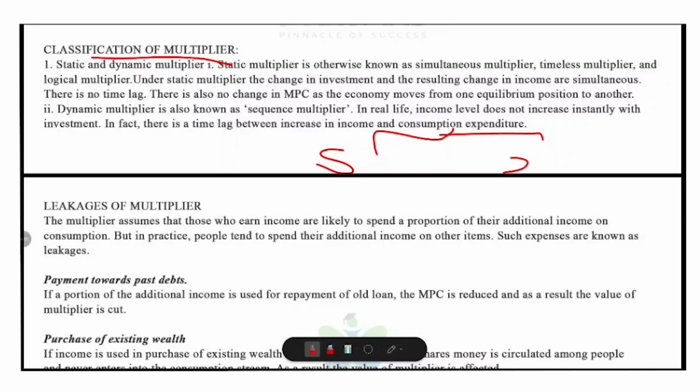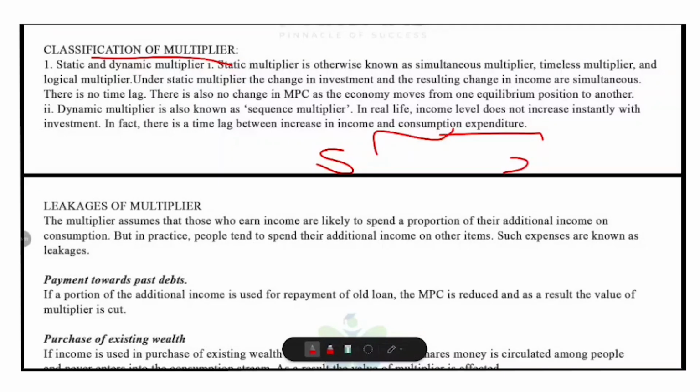And what are the features of static multiplier? There is no time gap between investment and rise in income, and marginal propensity to consume remains constant. The economy moves instantly from one equilibrium level of income to another, and it is a theoretical or ideal concept not found in real life. For example, if the government spends rupees 100 crore today, the total increase in income, say rupees 500 crore, happens instantly in calculations, not gradually over time.